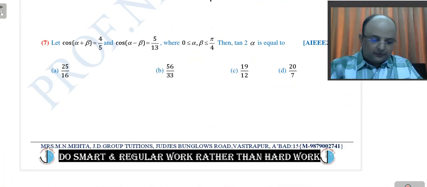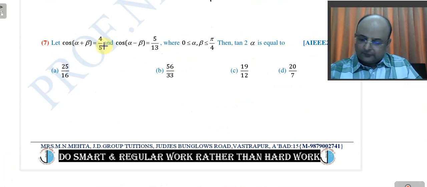AIEEE 2010 was asked: cos alpha plus beta is 4 by 5, cos alpha minus beta is 5 by 13.